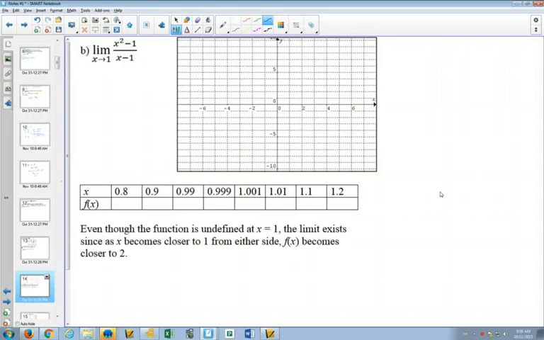What happens to the limit as x approaches 1? Well, let's just plug it in and find out. And when I plug it in, I get 1 squared minus 1 on top, which is 0. And I get 1 minus 1 on the bottom, which is 0. And 0 divided by 0 is 1, 3? We don't know.